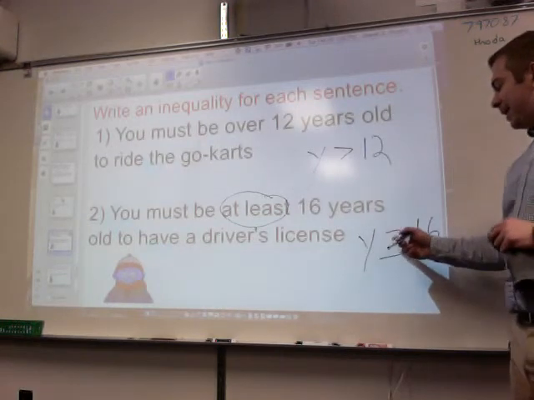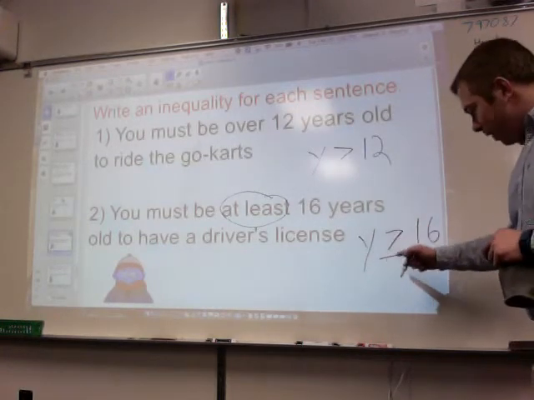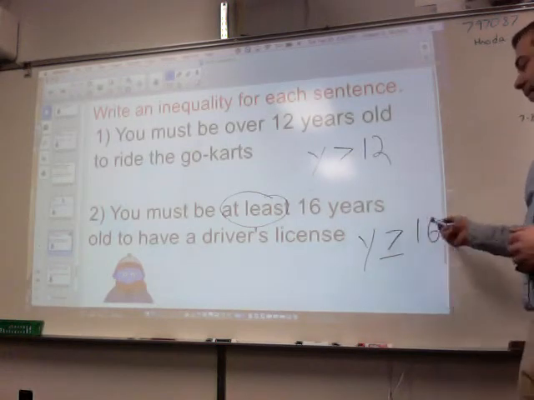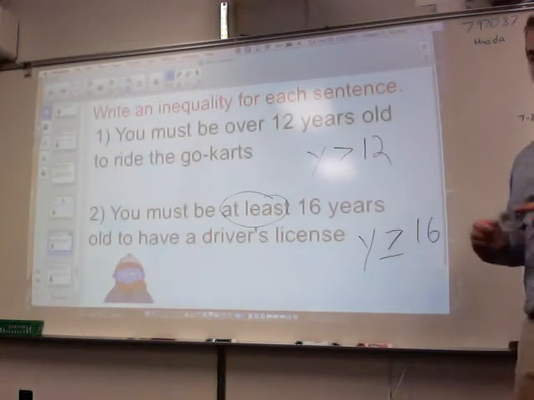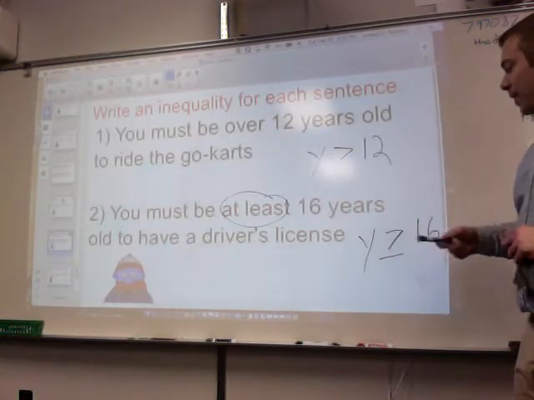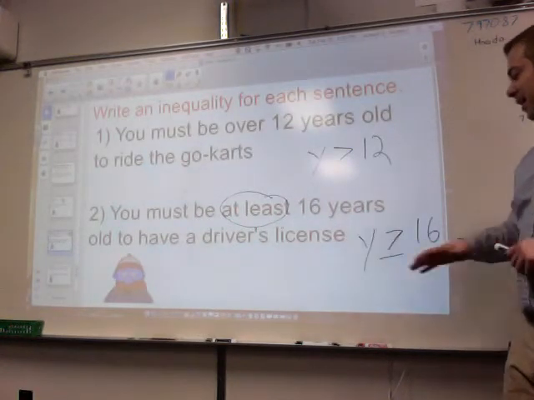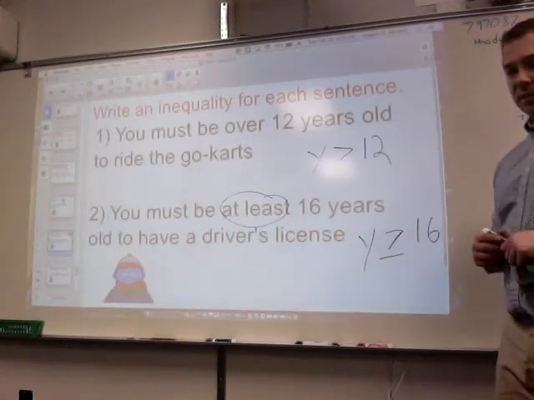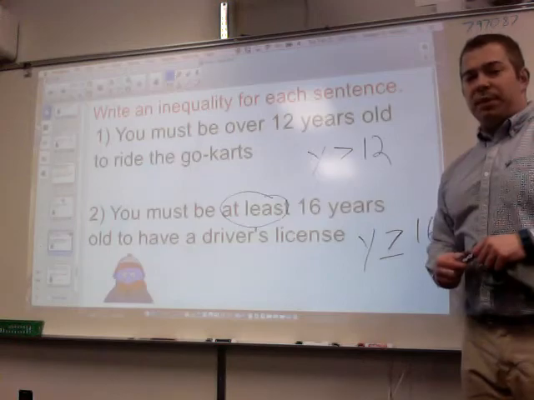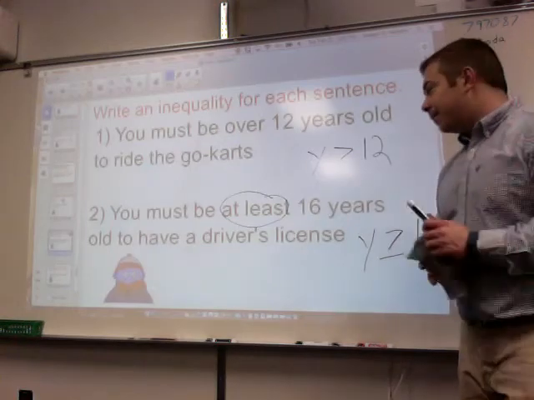So y is going to be greater than or equal to 16 from this story. Because you could be 17, 18, 19, 20, 21, 100, okay? But you need to be greater than or equal to because you can be 16. Y can be 16. I was 16 when I got my license. Very dangerous for most people on the road, but hey, I was able to do it.